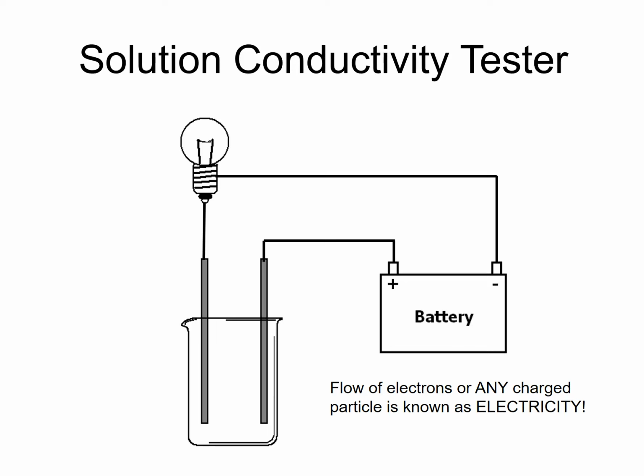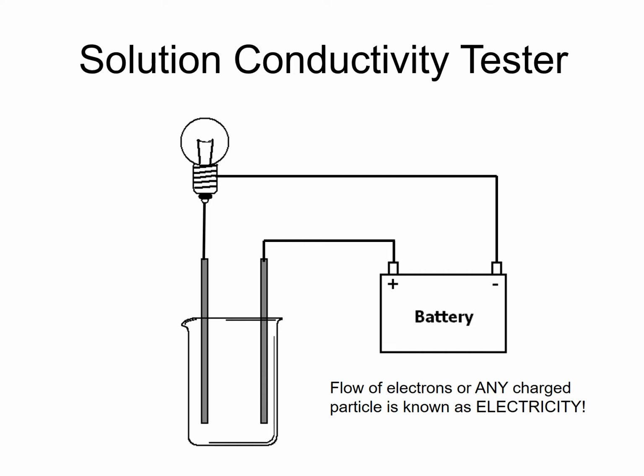How can we observe this experimentally? Well, this contraption here is just the experiment that we need. We've got a battery, a source of electricity. We've got a light bulb up there. And we've got a couple of electrodes that are placed in a beaker that we'll soon fill with some solution.